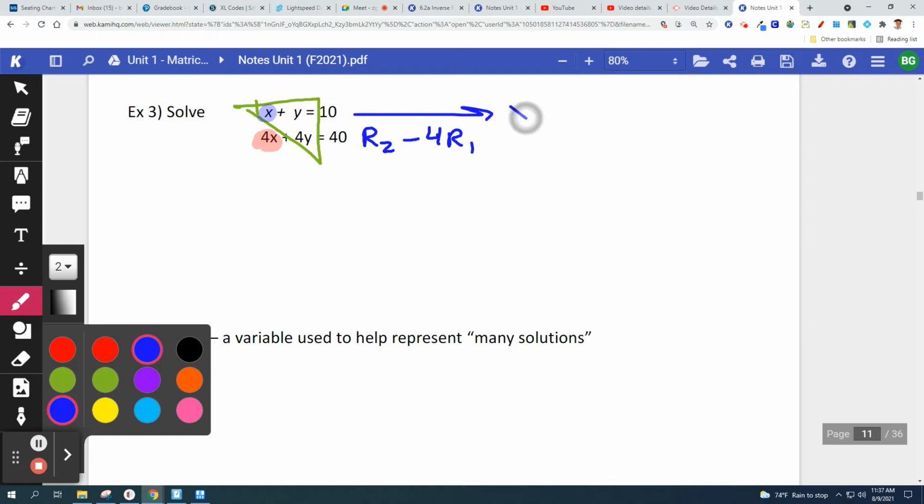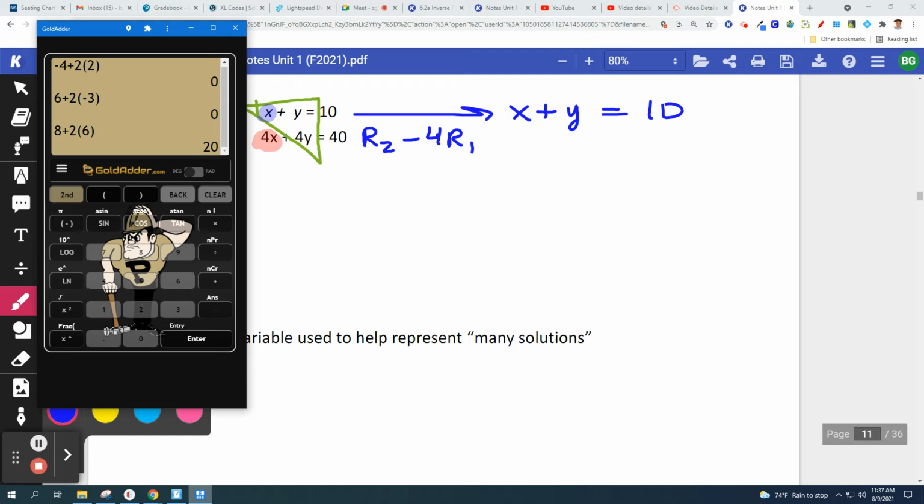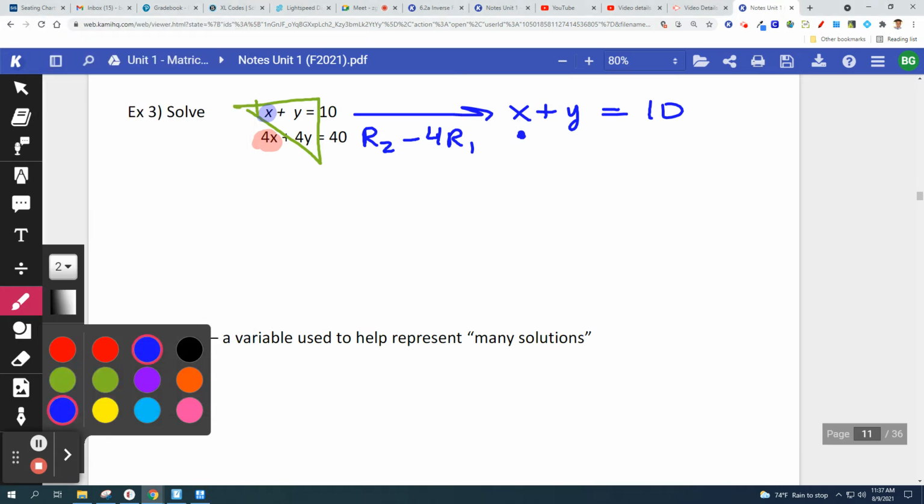Top row, don't do anything to it. It's fine. Leave it alone. But the bottom row I need to change because I'm trying to knock out that 4x. So row 2 is my number 4 minus 4 of the row 1 numbers. Remember that was 1 because it's 1x, and that's 0. Okay, fine. So just a little placeholder.